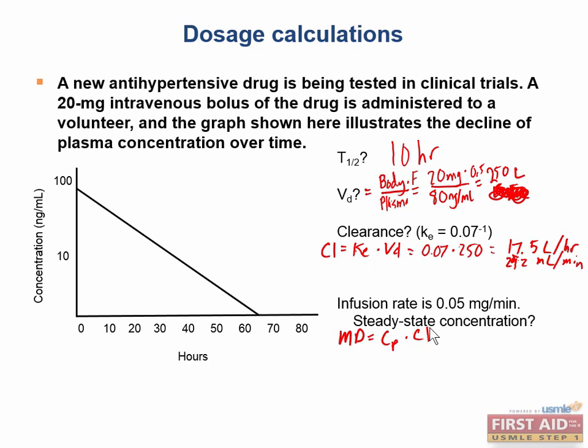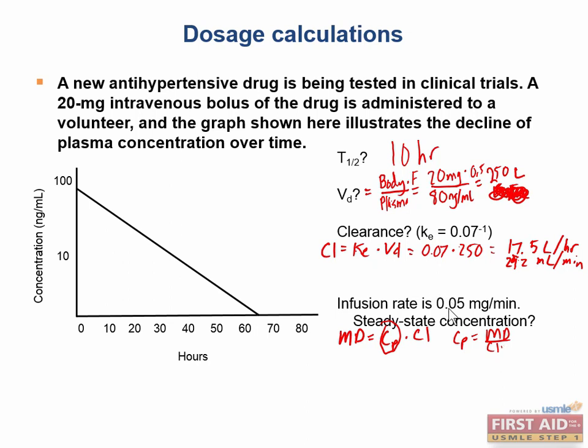We're not really going to have to figure out our timing interval because we're giving a constant infusion, and we don't have to do bioavailability because I already told you that it's an IV bolus. So what's left is we have our maintenance dose, our target plasma concentration, and our clearance. We want to know the plasma concentration at steady state. So what we'll do is divide maintenance dose by clearance. Target plasma concentration is equal to maintenance dose divided by clearance.